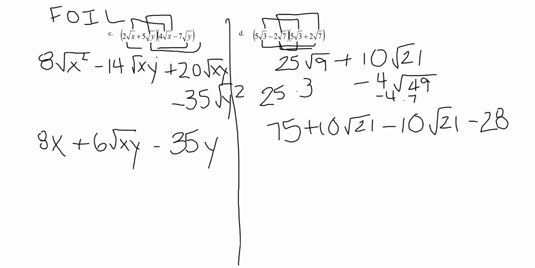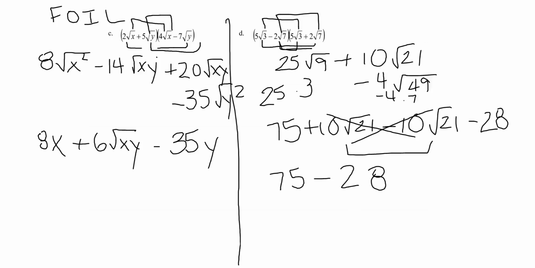And then if you look, when we combine our middle two terms, they have the like radical. Positive 10 minus 10 gives me 0, or 0 times the square root of 21. So what happens is those middle terms equal 0. They cancel each other out. So right now I'm left with 75 minus 28, which are two whole numbers. We can do the math, and we get 47.